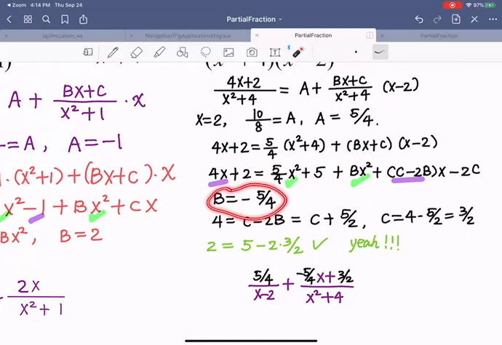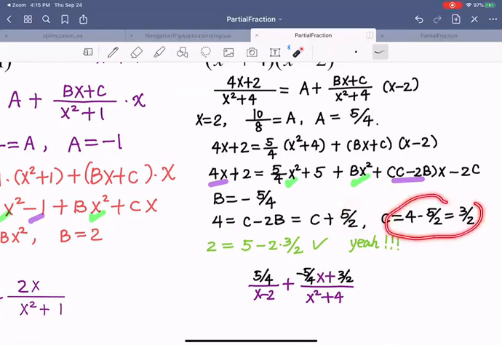When you get B, then you get C. C is looking for this first order. This first order is C minus 2B. This first order is 4. So 4 equals C minus 2B. Okay? And then C minus 2B is C plus 5/2, because 5/4 times 2 is 5/2, and minus times minus is plus. So you get C equals 4 minus 5/2, which is 3/2.